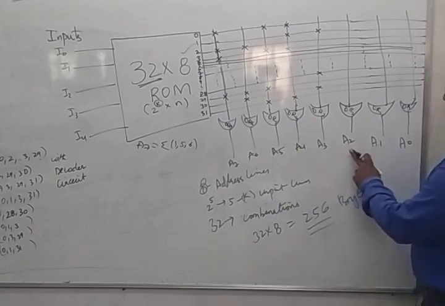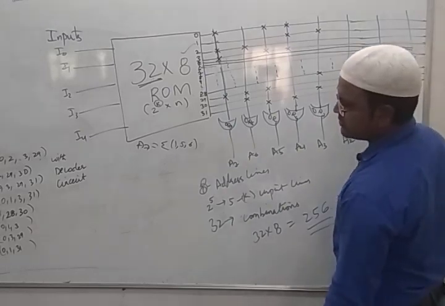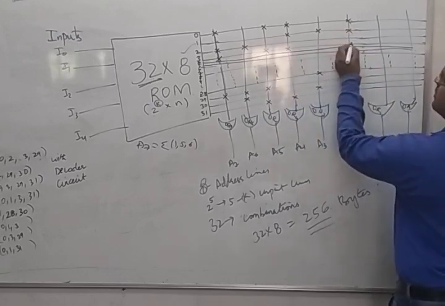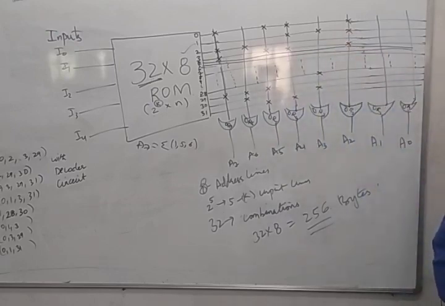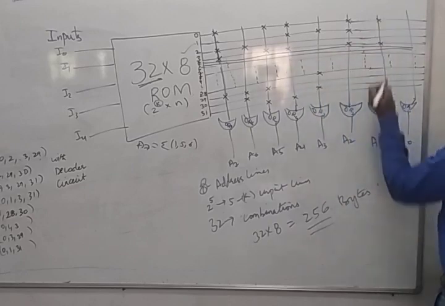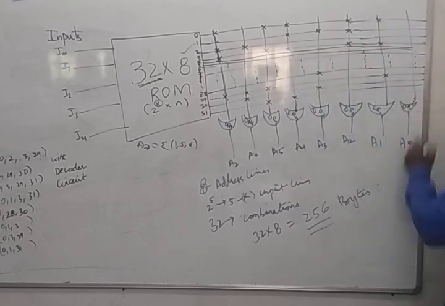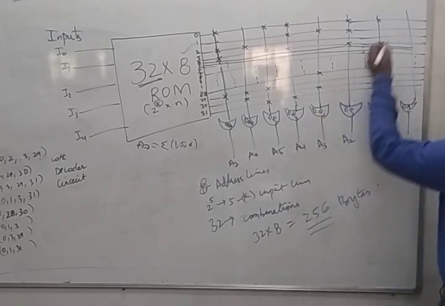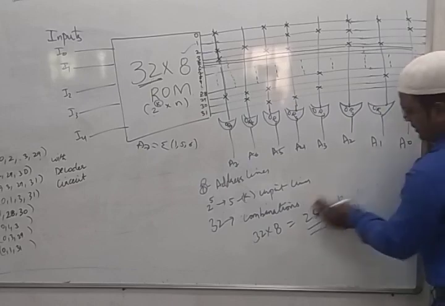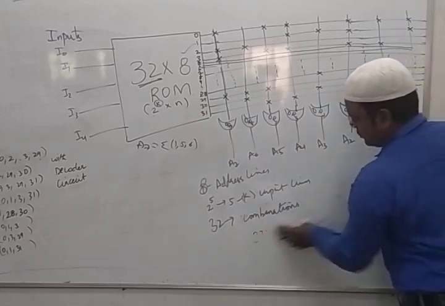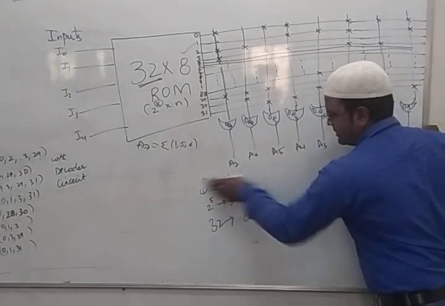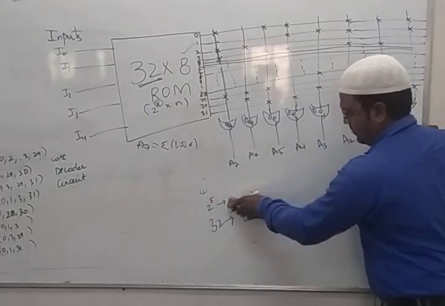Likewise, next we proceed with A2. What is A2 given? 0, 1, 3. So 0, 1, and this is the third location. Likewise, I have A1: 0, 3, 29. So 0, 3 is here and 29 is this. Likewise, A0: 0, 1, 31. So by taking this, we can say that our memory storage has been obtained, and whatever values they gave, we have designed for the particular ROM.